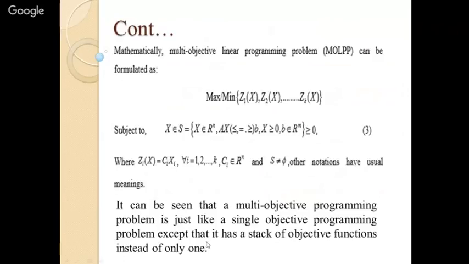So it is just like single objective, except that we have more than one objective function. Otherwise, if you delete this part, multi-objective, it will become linear programming. Multi-objective means more than one objective function exists.